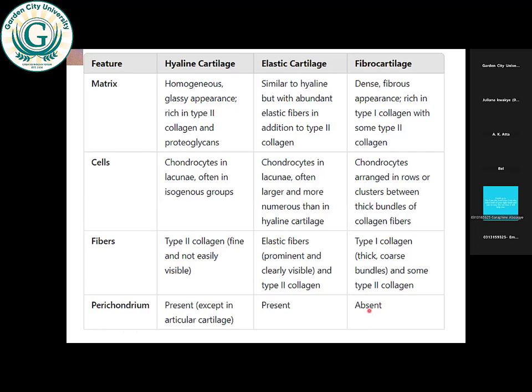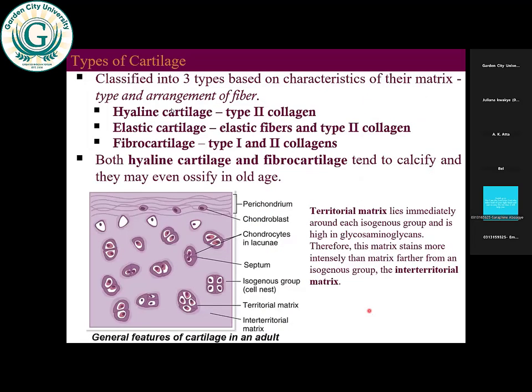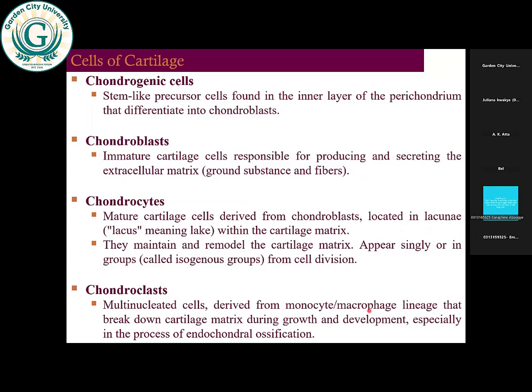Then concerning the cells, what I was saying is that we have a stem cell. The stem cells have the ability to undergo mitosis, then differentiate into other cell types. So they are the ones that differentiate to chondroblasts. Then these chondroblasts, as the name suggests, ends with blast, so they are immature cells. They give rise to the ground substance and the fibers. Then when they mature, we call them chondrocytes. At what point are we saying that they are mature? When they are surrounded by what? Their matrix. So that small space that they are living in is what we call a lacuna.